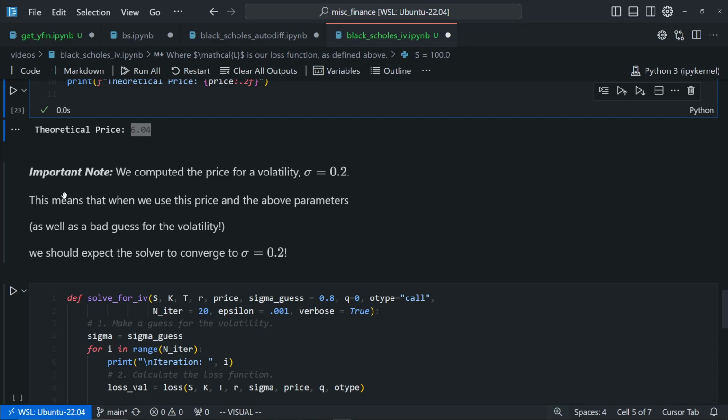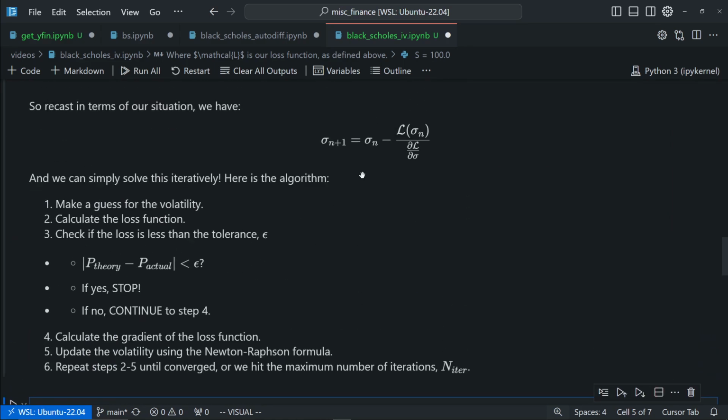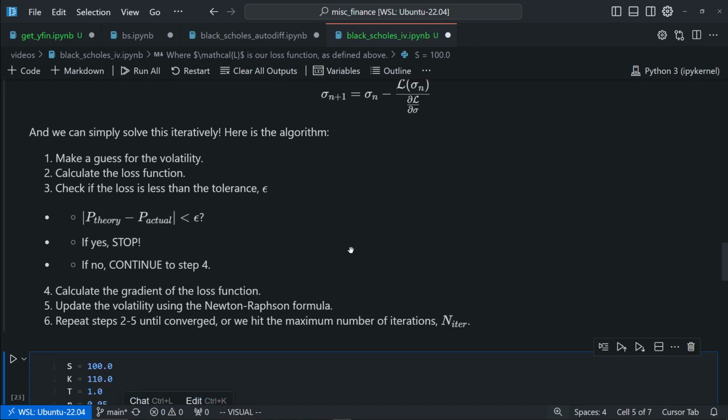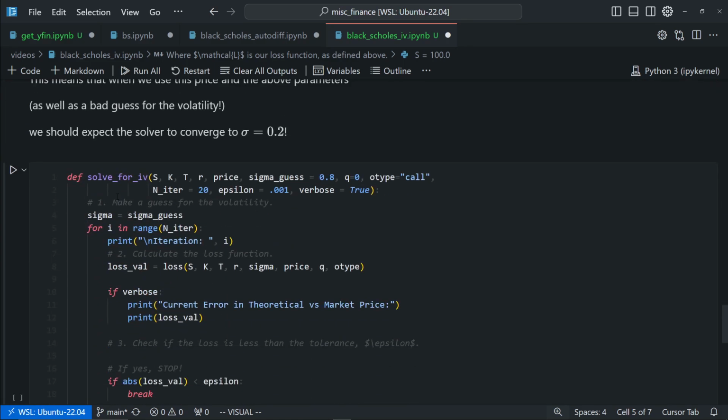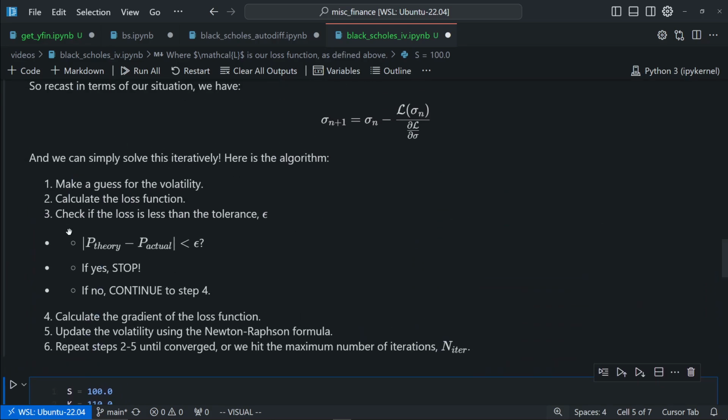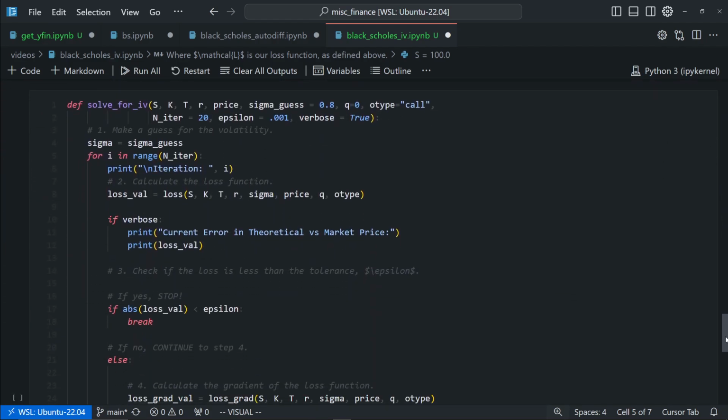But when we go through and optimize according to this Newton method, we'll plug in some bad guess for the volatility, and after some number of iterations, we will converge to the correct guess, which is 0.2. Okay, so what I've done here is I've taken this five to six step algorithm, and I have implemented it in Python.